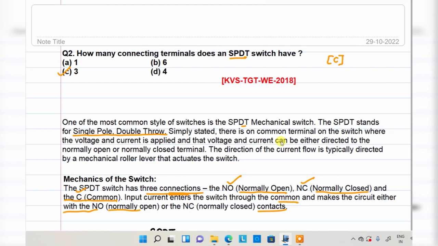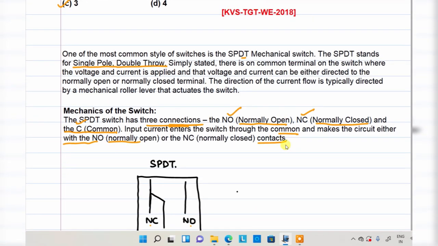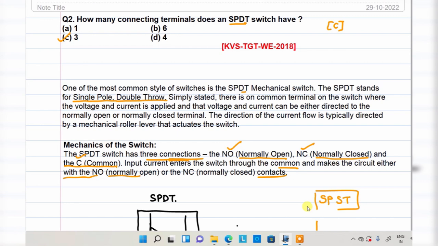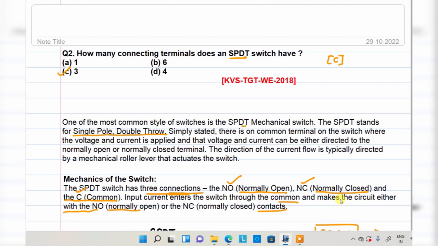I hope that everyone is clear. How many connecting wires are there for the SPDT switch? Three connecting wires. For example, in a coming examination in 2022, how many terminals for SPST? You can answer, right? SPST, single pole single throw switch. This is the symbol for the single pole single throw switch. How many connecting terminals are there? Two connecting terminals in this case. Okay, so this is the question number 2 explanation.